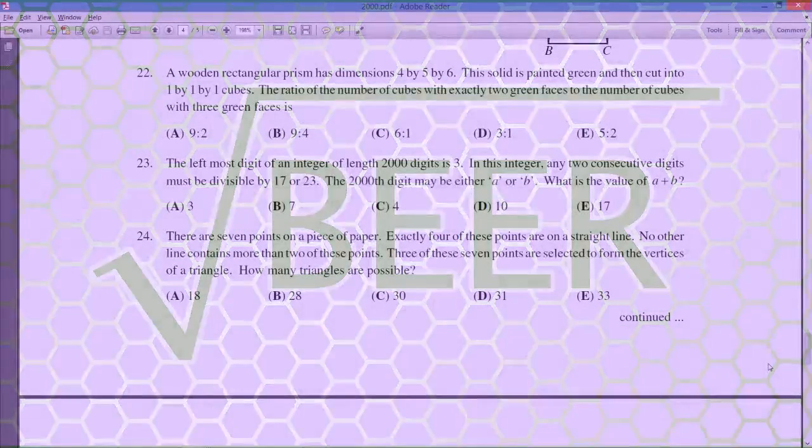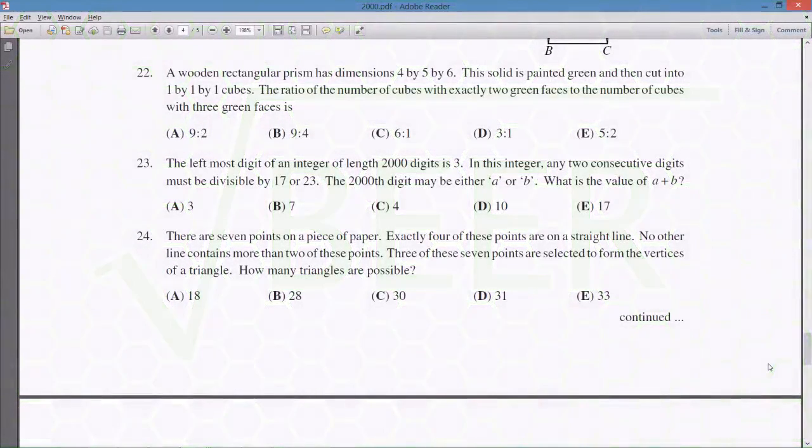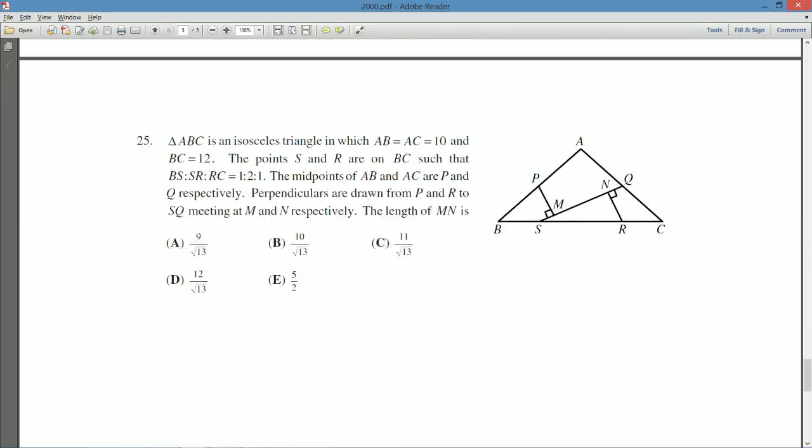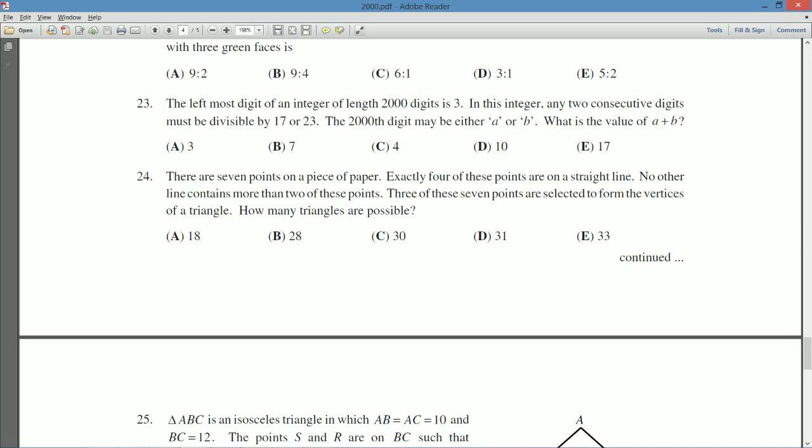Welcome back to the 2000 Pascal paper. That's the grade 9 level contest. And we're on to question number 24. It'll be this question, and then we have one more to go, and then this contest paper is done.